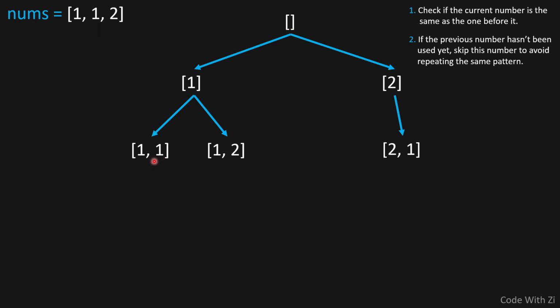Then we're going to explore these options. We're going to be like, all right, let's keep on exploring further and see what will happen. We've already added 1 and 1. Let's see what will happen if we add 2 to it. Can we add 2? Well, yeah, the current number is not the same as the one before it, so we can easily add 2, like so.